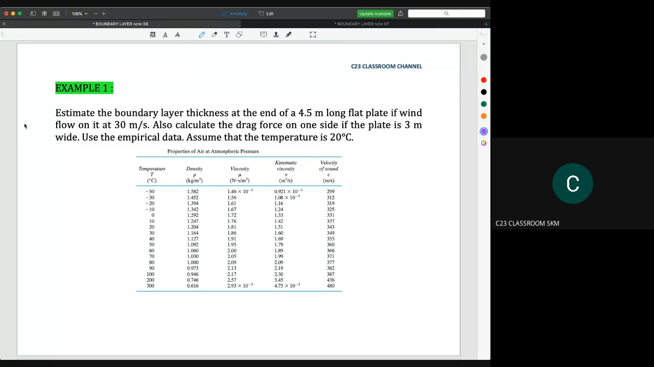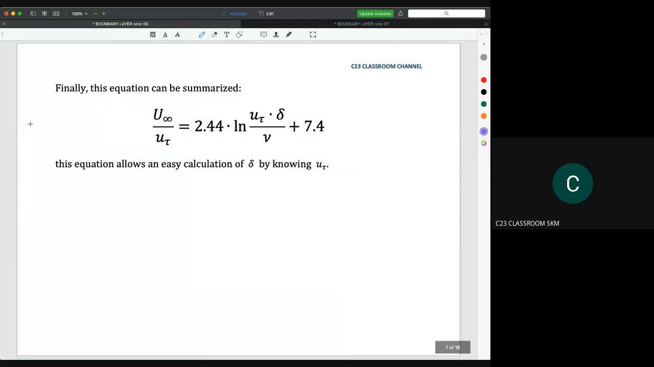So first, from here, this is the last page of our theoretical notes. This means that this is the last syllabus of our boundary layer.